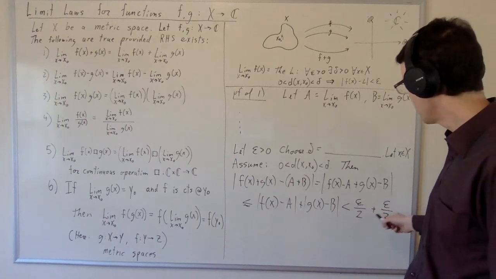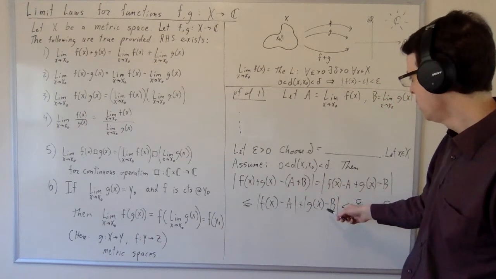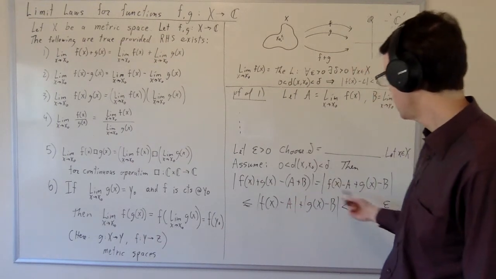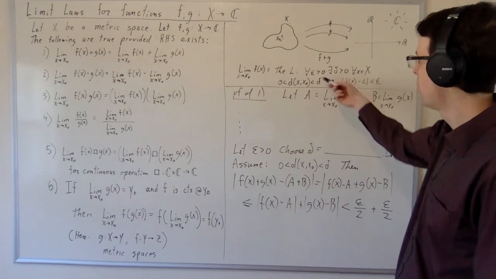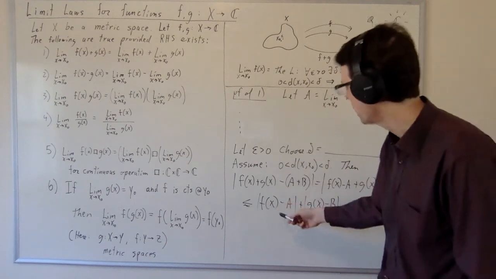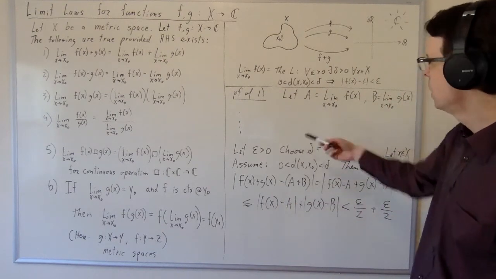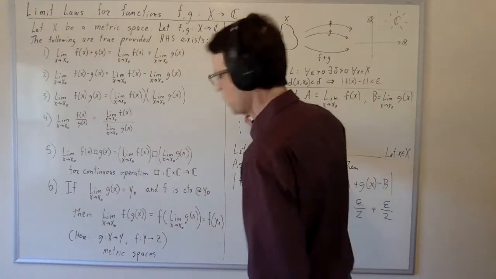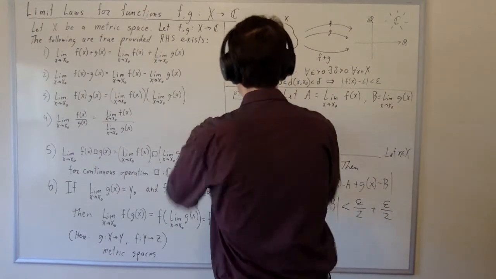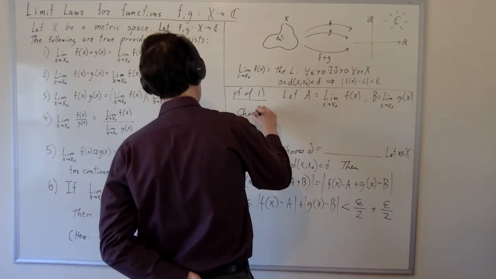And how do we get that sort of control of these? Well, if x is within some delta of x naught, for the limit of f of x, then f of x minus a will be less than epsilon over 2. And so we need to choose this delta. So that's what this space here is for. We're going to make those choices of delta. So we're going to choose some delta 1.